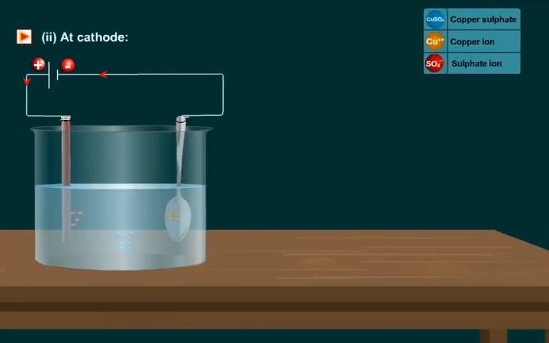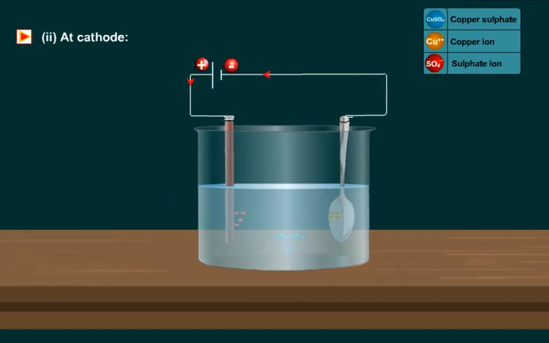At the cathode, the copper ion is attracted towards the cathode, where it gains 2 electrons and becomes a copper atom. The copper atom is deposited on the iron spoon. Thus, the copper that dissolved in the solution is deposited on the spoon and the layer of copper on the spoon slowly increases. Thus, the iron spoon is coated with copper.